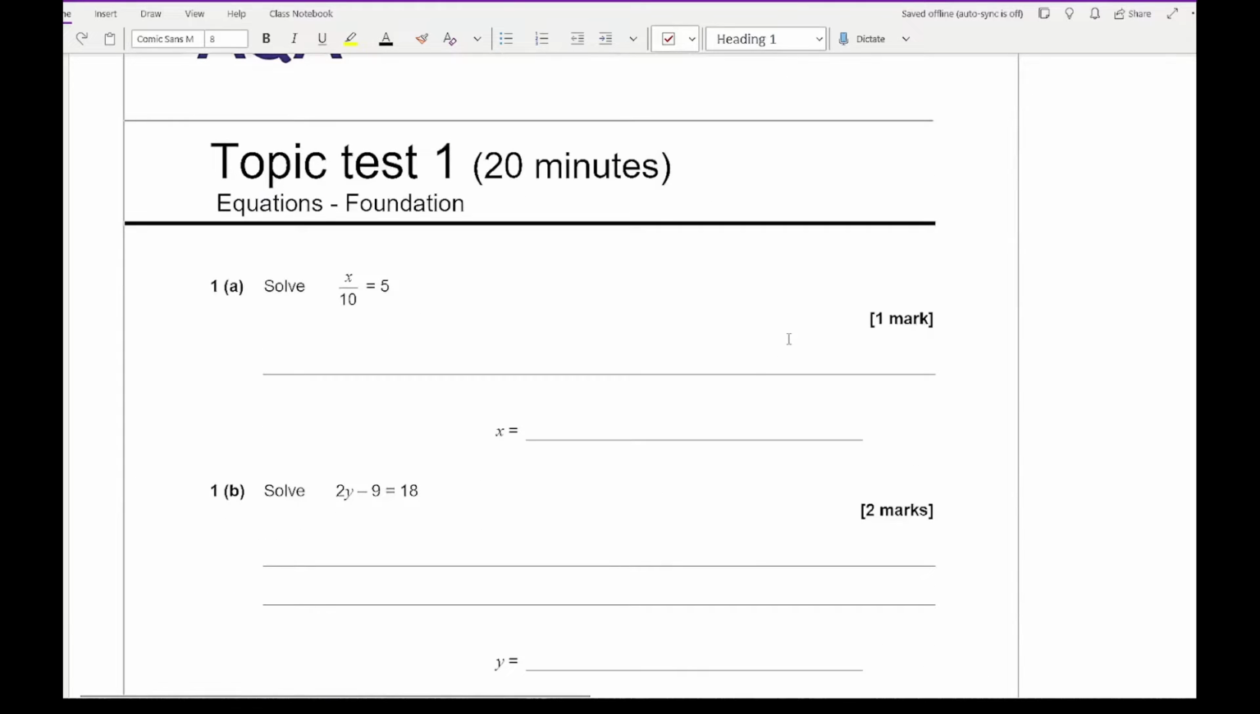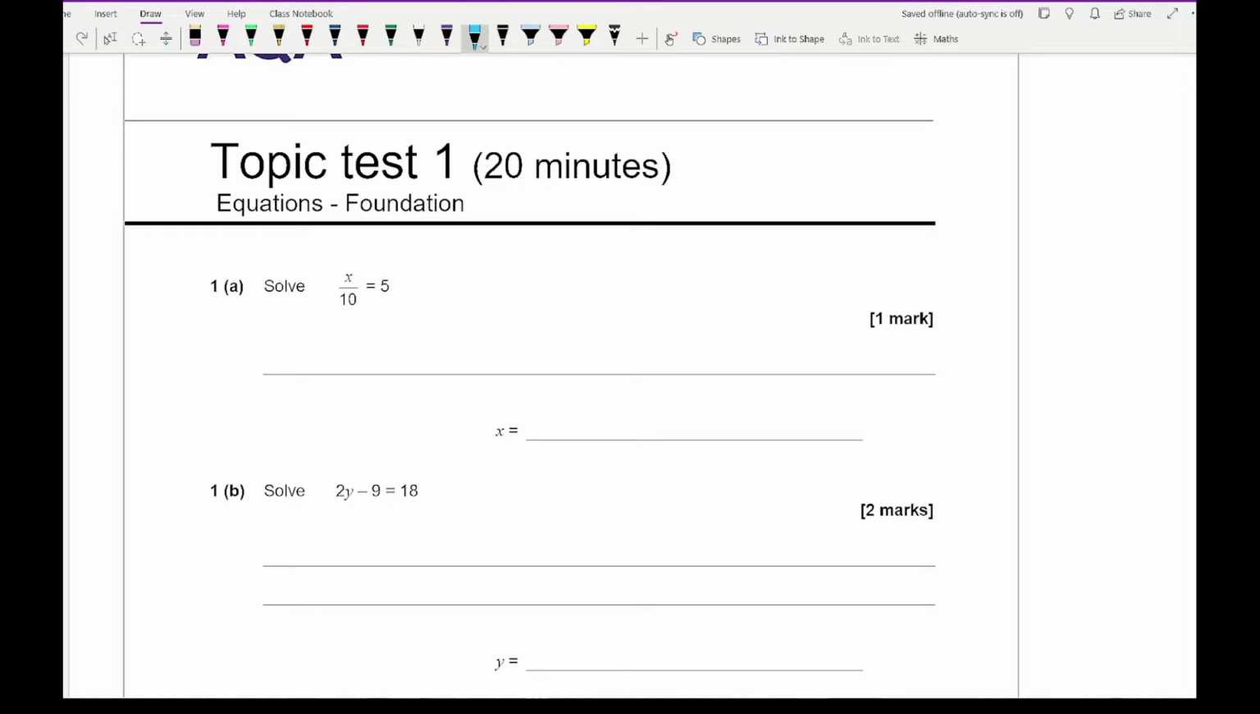Now these questions, again, there's no indication whether they're calculator or non-calculator, so we'll just assume that it is non-calculator. So looking at question 1, it says solve x over 10 equals 5. So again, when you're solving equations, your final answer should always be the letter equals a number, and that number should be written as a whole number, or if that's going to be quite difficult, leave it as a fraction.